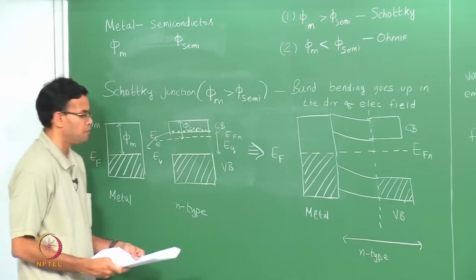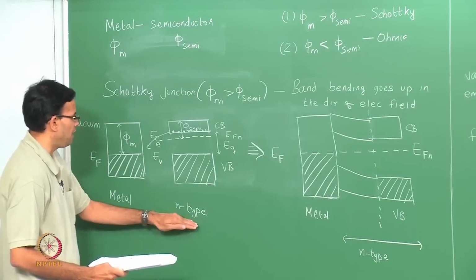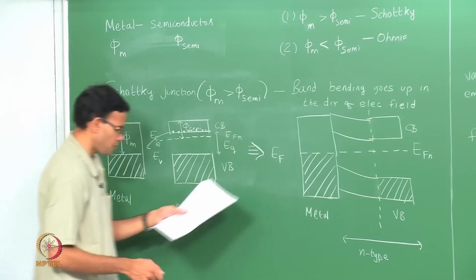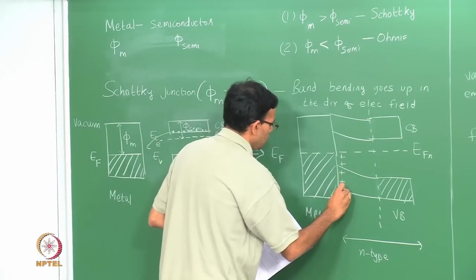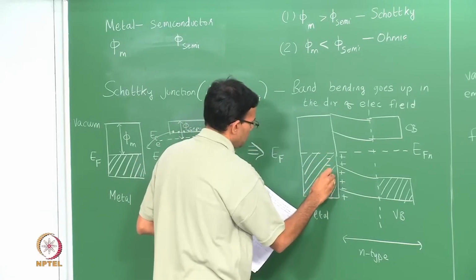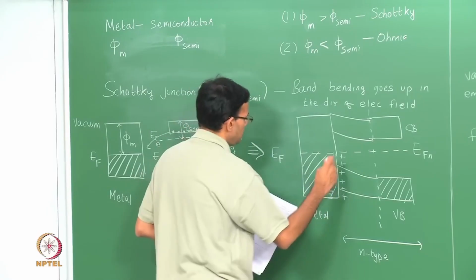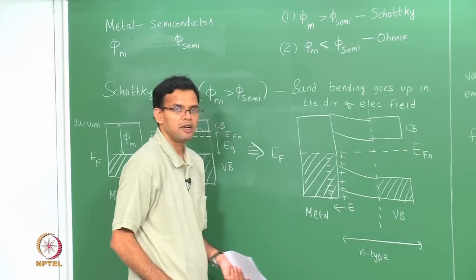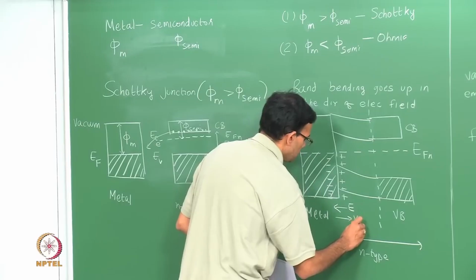So let us go back to this picture. We said that when the junction forms between the metal and the n-type semiconductor, electrons move from the semiconductor to the metal. So there is a net positive charge on the semiconductor side and there is a net negative charge on the metal side, which means there is an electric field which goes from the semiconductor to the metal, or there is a contact potential.